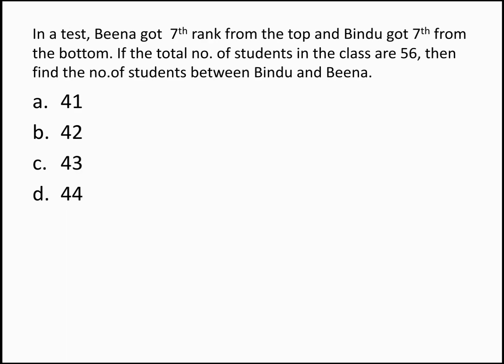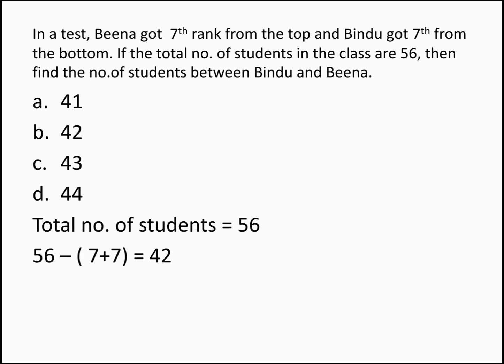In a test, Beena got 7th rank from the top and Bindu got 7th rank from the bottom. If the total number of students in the class is 56, then find the total number of students between Bindu and Beena, right? It's a simple question. Total number of students is 56 and Beena's rank is 7 and Bindu's rank is 7 from the top and bottom respectively. So 7 plus 7 gives you 14. So 56 minus 14 gives you the answer. 56 minus 14 is 42. Sorry, I said 44, but 56 minus 14 gives you 42. So the answer for this question is 42, not 44.